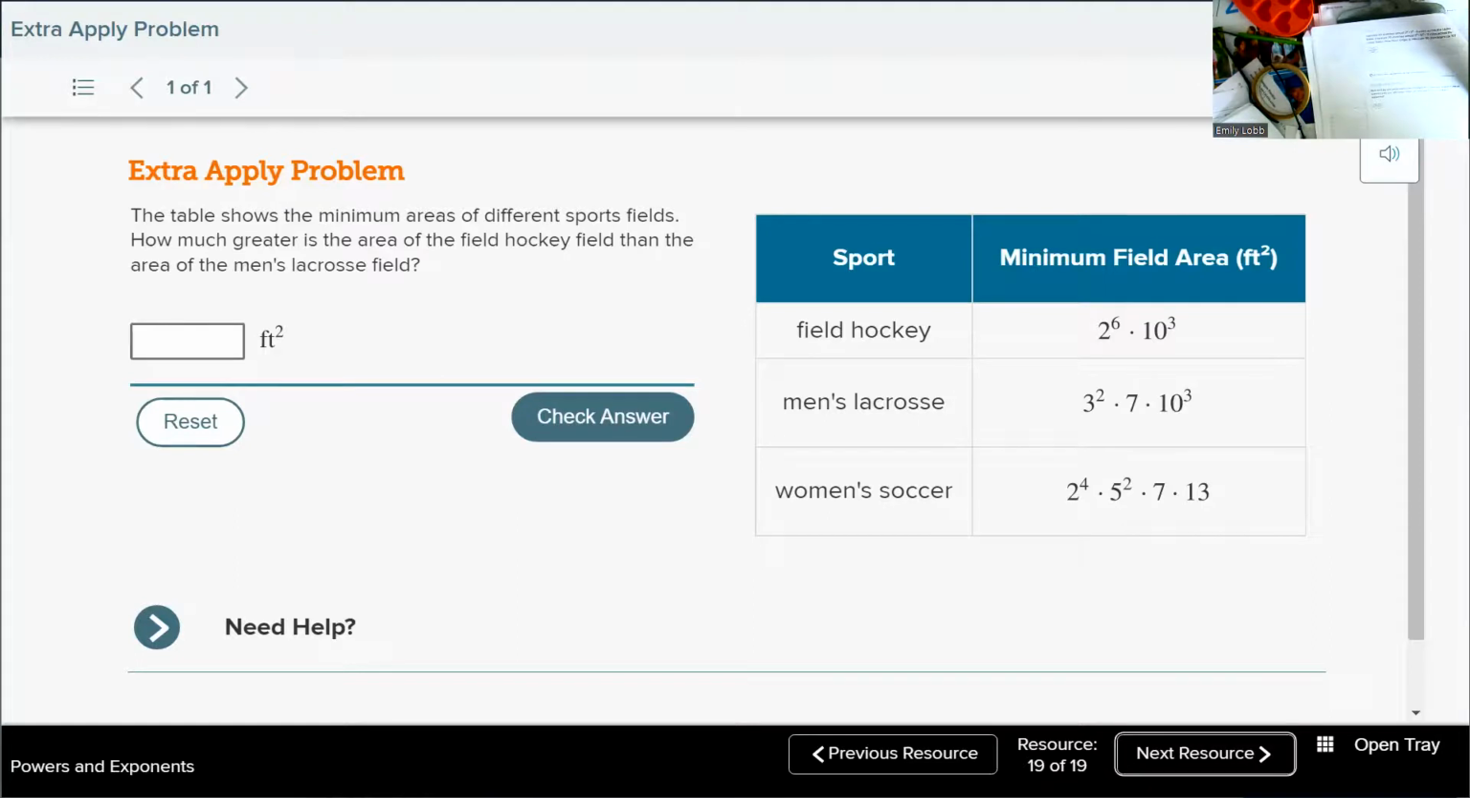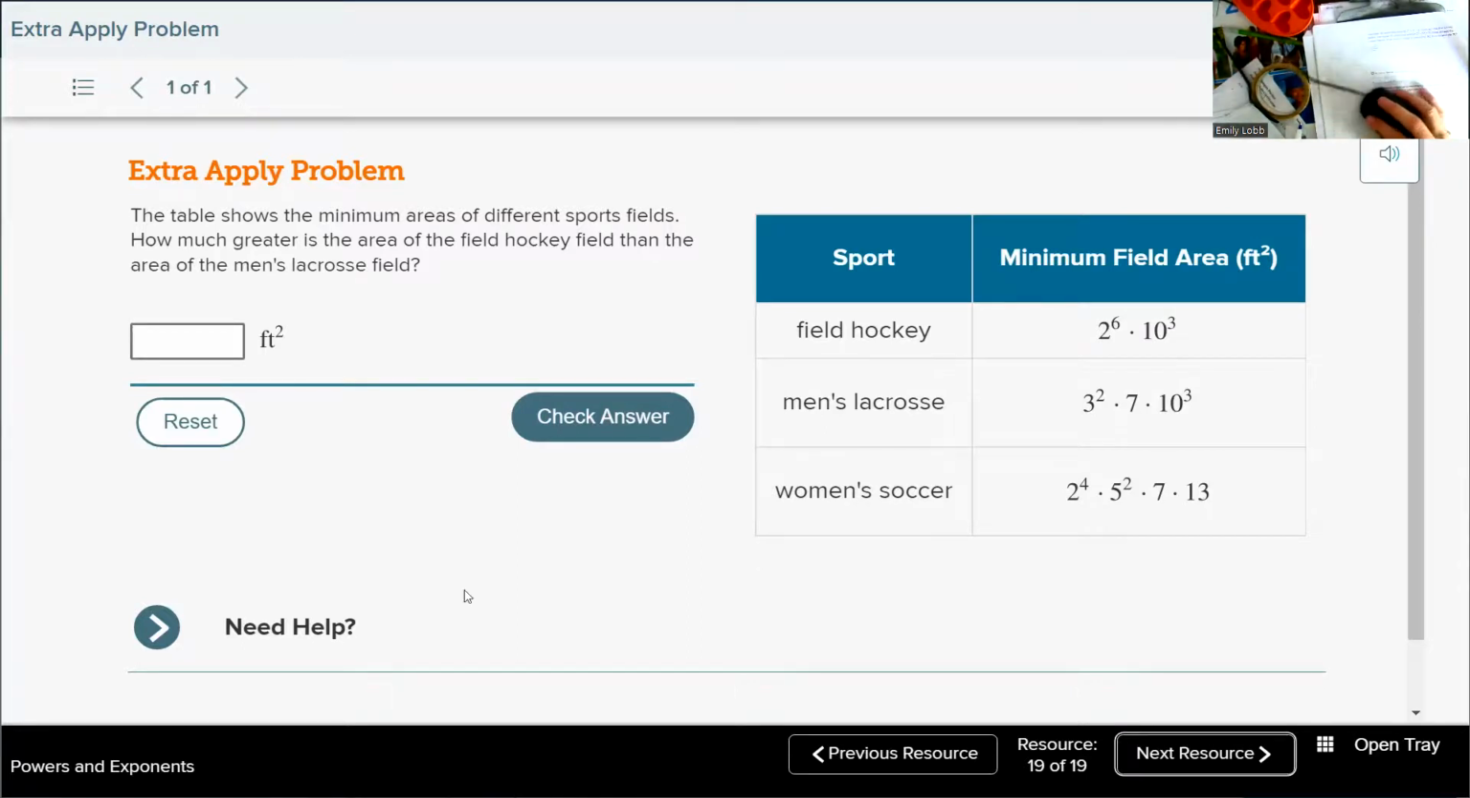So do you see how we have to figure out the men's lacrosse and the field hockey and then see which one's more? They're telling us which one's more already. How much greater is the field hockey? So we know we're going to do field hockey minus the lacrosse. So go ahead and try that on your own. I want you to practice before I catch up here in just a moment.